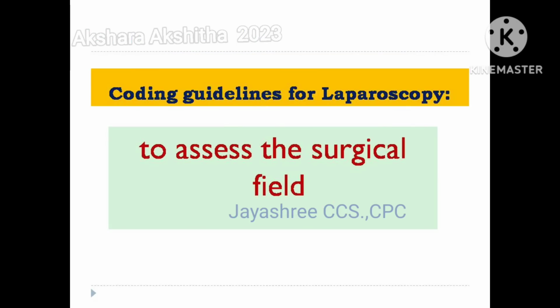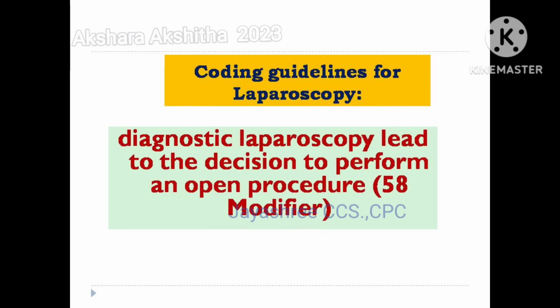Okay, the next point is, if laparoscopy is performed to assess the surgical site or surgical field or extent of the disease, then for those reasons we should not report laparoscopy separately with the main procedures. If the laparoscopy findings lead to a decision to perform an open procedure, then diagnostic laparoscopy may be reported with the 58 modifier with the open procedure CPT code.